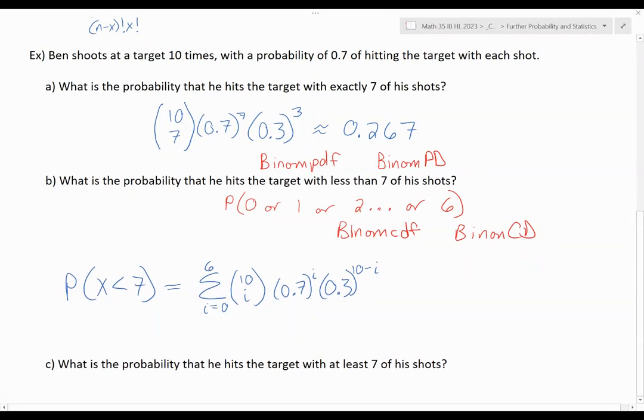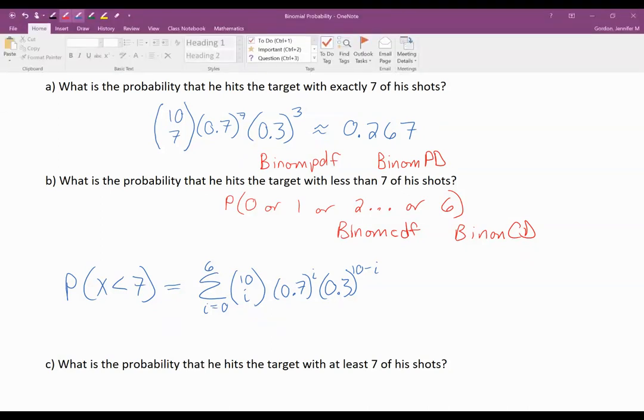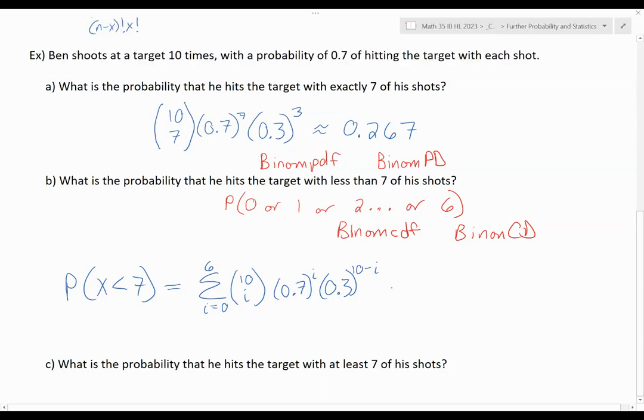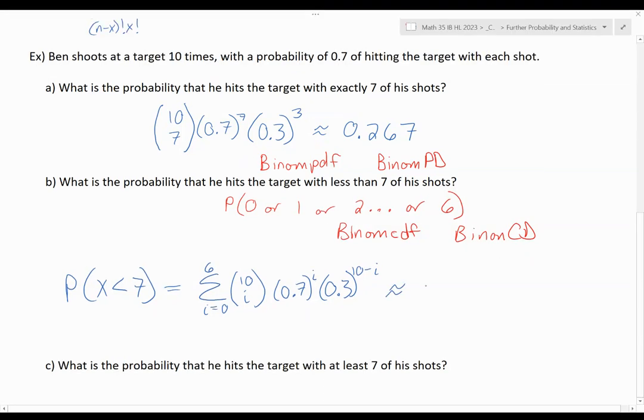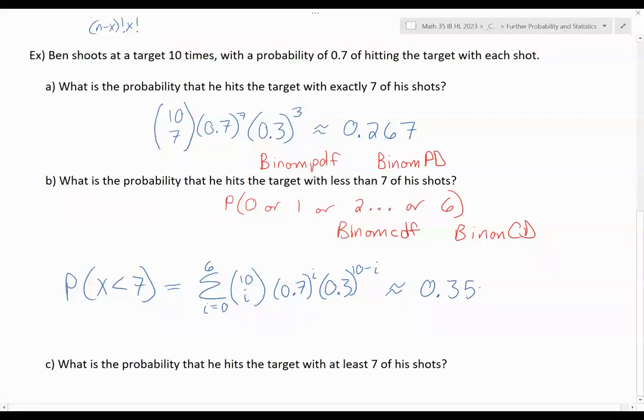In my calculator, I can choose binom CD, which is going to calculate all the probabilities cumulative up to a particular maximum. So the X value I'm going to use there is going to be 6. I'm going to tell it the maximum number of successes I want to include is 6, still with 10 trials and a probability of success of 0.7. So this now is going to add up all of the probabilities up to 6, and it gives me a probability of approximately 0.350 to 3 significant digits.